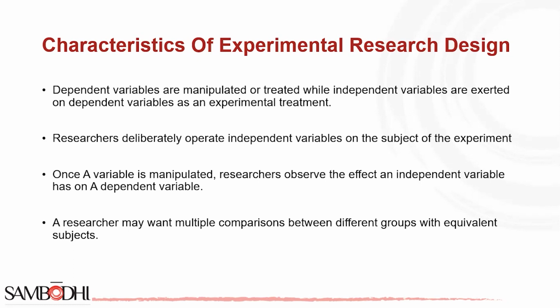A researcher may want multiple comparisons between different groups with equivalent subjects. They may replicate the process by conducting sub-experiments within the framework of the experimental design. Experimental research is equally effective in non-laboratory settings as it is in labs. It helps in predicting events in an experimental setting. It generalizes variable relationships so that they can be implemented outside an experiment and applied to a wider interest group.